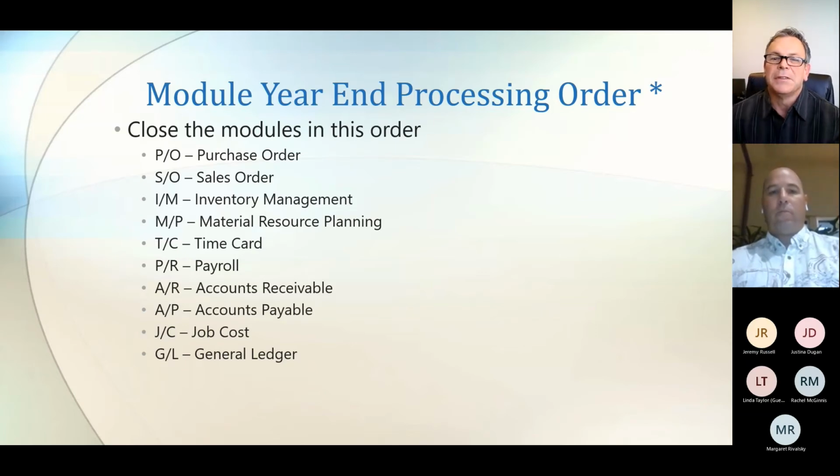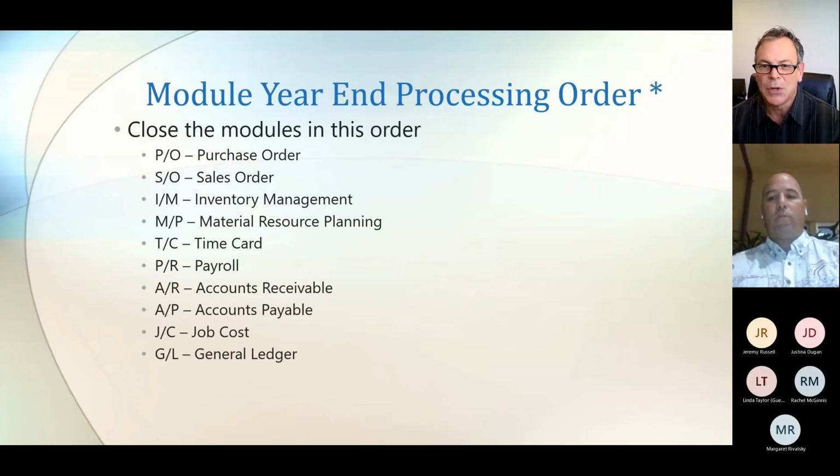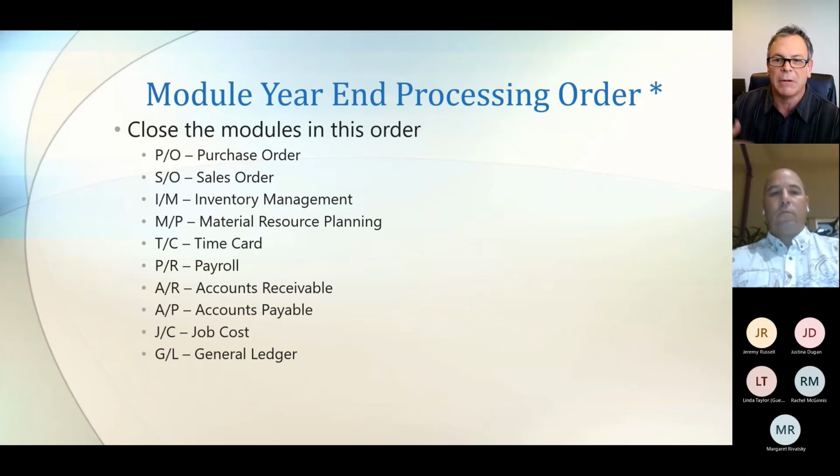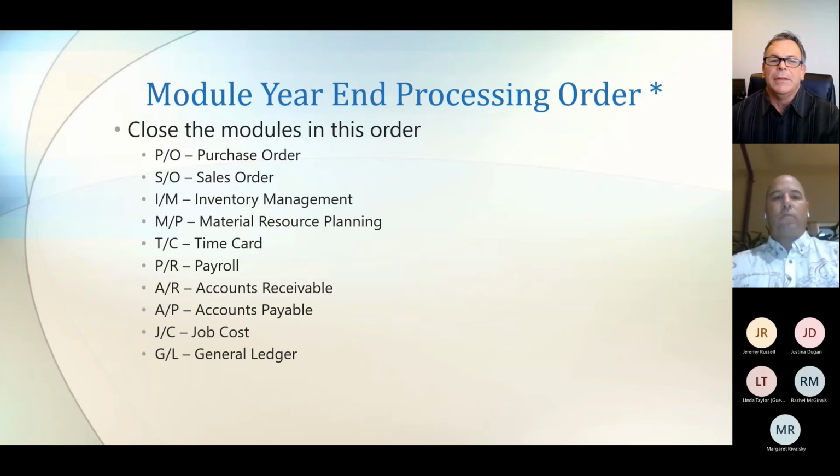There is some logic to it. Sage published what you're looking at, which is the official order. Let me start by saying, each module other than the 4 that I mentioned has a year-end or period-end process to run, and they all need to be run separately. So you have to run them one at a time. They don't all run at the same time.